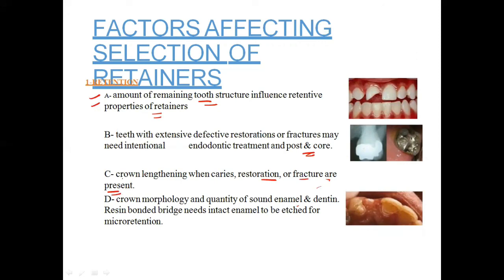Like if a patient is coming to you with a fracture line below the gingiva, then we have to lengthen the crown by removing the gingiva from here with the help of a scalpel or with the help of cautery. Crown morphology and quantity of sound enamel, dentine: resin bonded bridge needs intact enamel to be etched for micro retention.